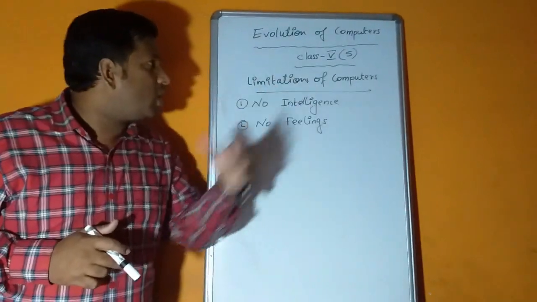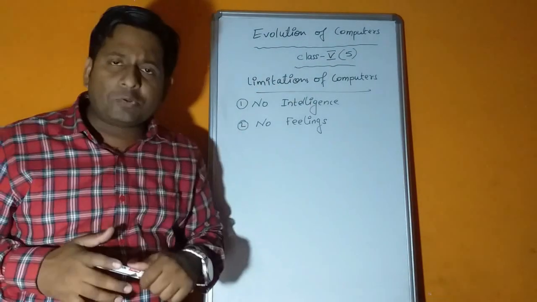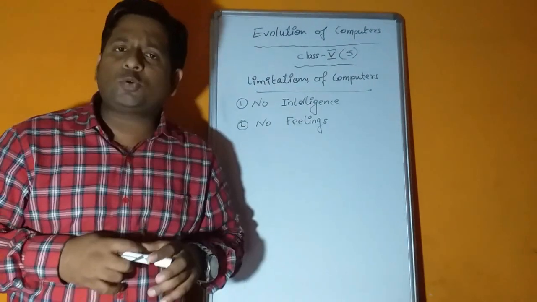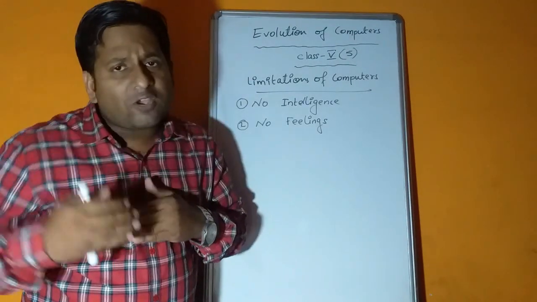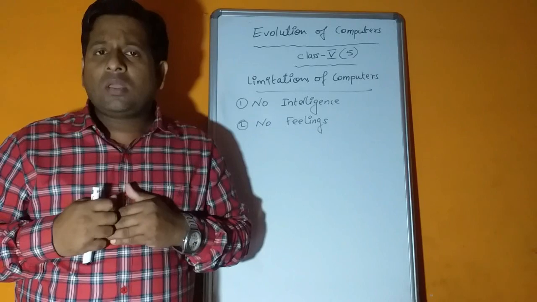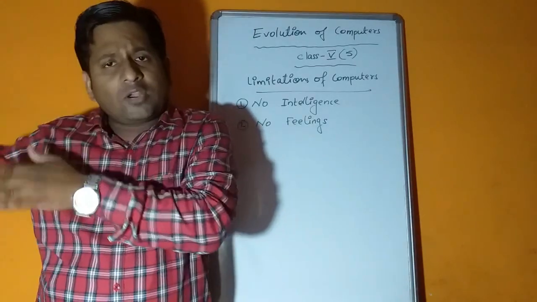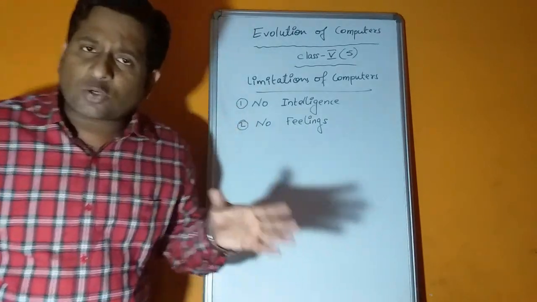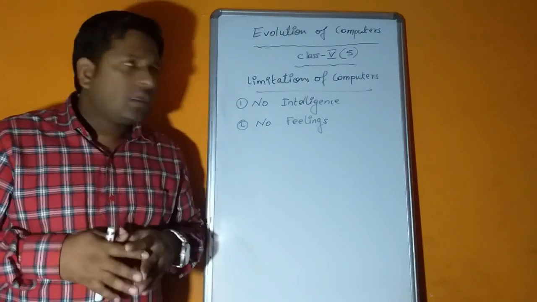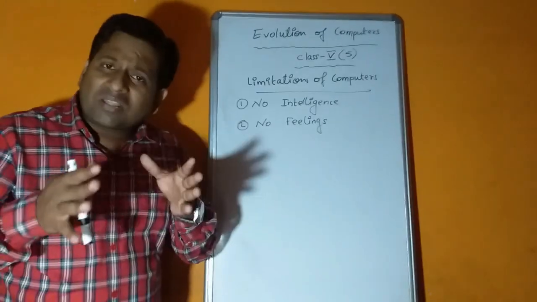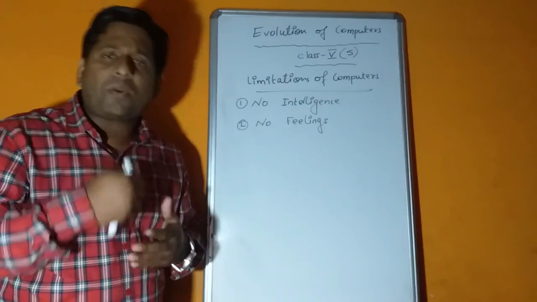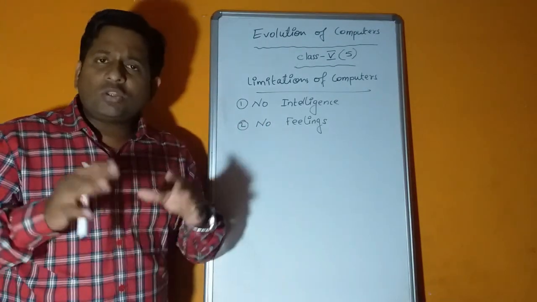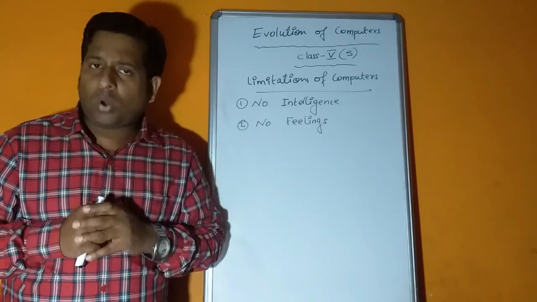So children, this is all about your chapter, evolution of computers. See, so many things I have told. First of all, I told you how computers evolved, means how it went from the first generation to the fifth generation, how the categorization was made. After that, what the characteristics of a computer are, what the advantages are, and what the disadvantages, that is limitations, are. So this is all about your chapter 1.